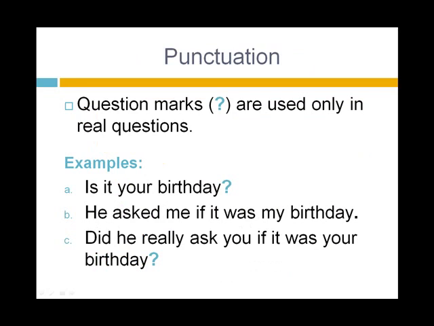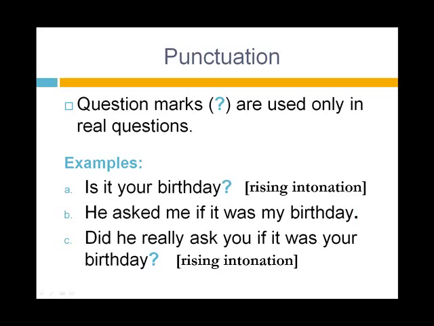Let's talk for a moment about punctuation. Question marks are used only in real questions. Look at these examples. Is it your birthday? He asked me if it was my birthday. Did he really ask you if it was your birthday? In examples A and C, we use question marks to show that these are real questions. In example B, we're not asking a question, we're just reporting one, so our statement ends with a period. Correct punctuation, of course, is important in our writing, but even when we're speaking, we have to understand whether we're asking a real question or just reporting one.